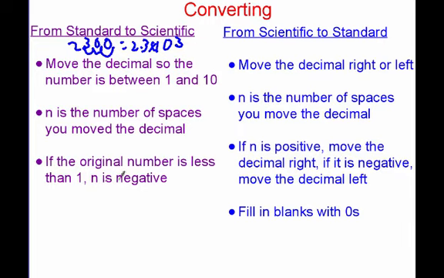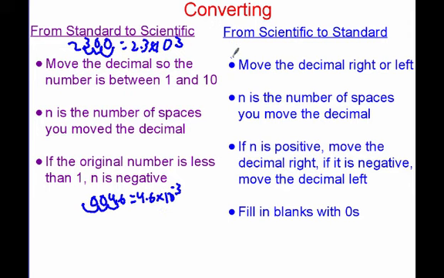If the original number is less than 1, for example, if I gave you 0.0046, well, move it 1, 2, 3 times, that's 4.6 times 10 to the negative third power, because I moved it 3 times, but my number was less than 1.